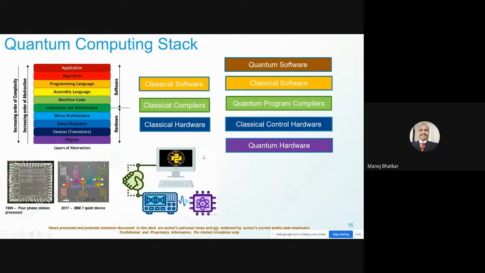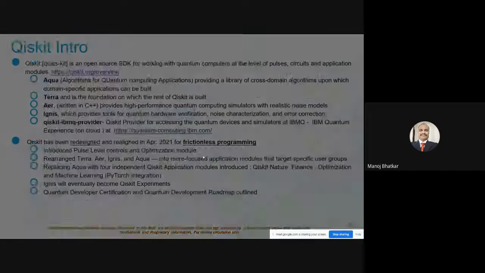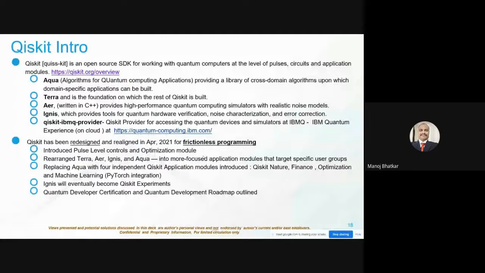I should not be bothered about whether the computer is a hybrid between classical and quantum. I should be able to program it as if calling certain libraries and executing those on the quantum computer, with the rest of the results on my classic computer, and it should be as frictionless and as seamless as possible. So what they did, they introduced pulse level controls. So you can actually now control each qubit. You can experiment with those. They introduced a new module called optimization, which we will go through.